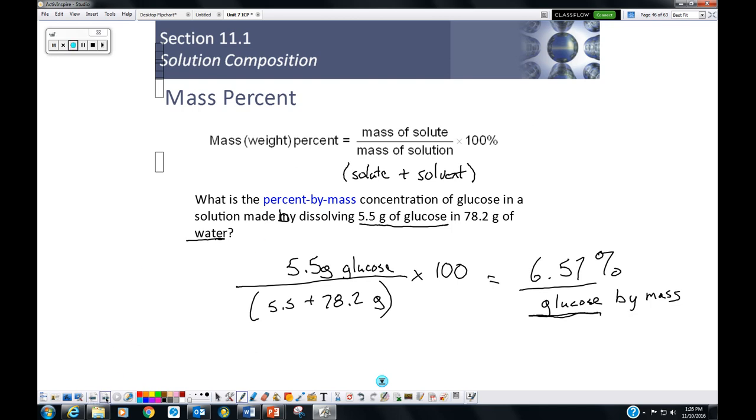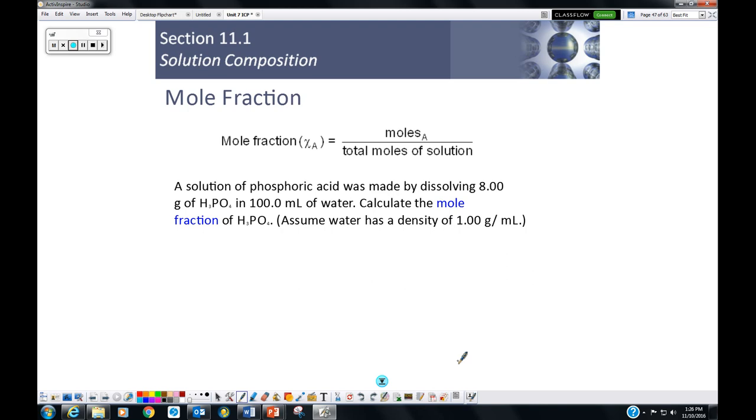All right. Mole fraction. Like I said, we've done this before in the past. We just need to kind of pay attention to it. So a solution of phosphoric acid was made by dissolving 8 grams of phosphoric acid in 100 milliliters of water. Calculate the mole fraction of phosphoric acid. Assume water has a density of 1 gram per milliliter.